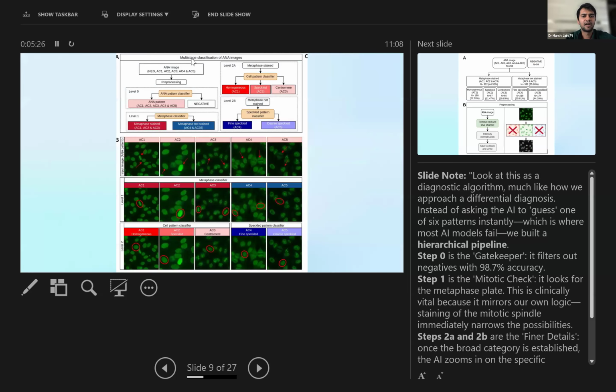So here we can see it is a multi-stage classification. First, whether the ANA is positive or negative. Second, whether the metaphase is stained or not stained. Then the cell pattern classifier: whether it was homogeneously stained, speckled or centromere. We have to divide between speckled because AC4 is coarse speckled and AC5 is fine speckled. This is how the AI was trained: the metaphase is stained and the cells are homogeneously stained in AC1, and here we can see AC4 and AC5, the metaphase was not stained.